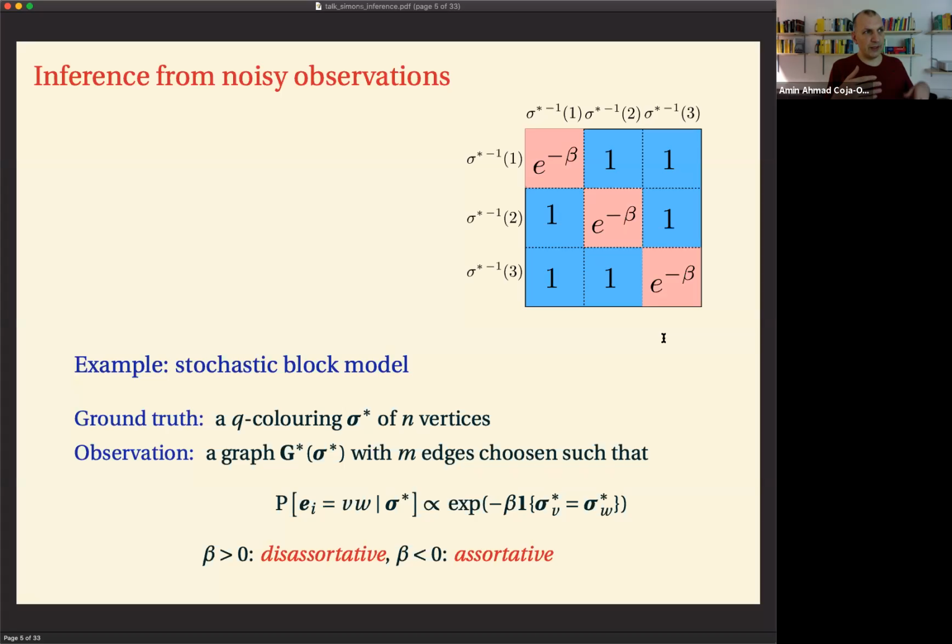And of course, now in this model, the question would be, can we somehow detect the ground truth from the observations that we make? And naturally, the larger the number of edges, the more the graph is going to reveal about the ground truth. So there's a trade-off here between the parameter beta and the number of edges that we are going to need in order to discover sigma star. So in the disassortative case, the larger beta and the larger the number of edges, the easier it should be to recover, or at least partially recover, sigma star.